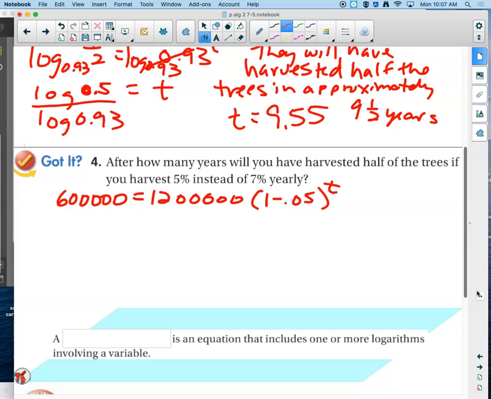So instead of 93 cents, what do we have this time? 95 cents. Still going to get 1/2 or 0.5 over here. So can we use logarithm base 0.93? That would be silly. What base should we use? Match what we have.